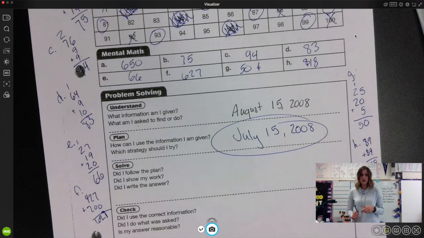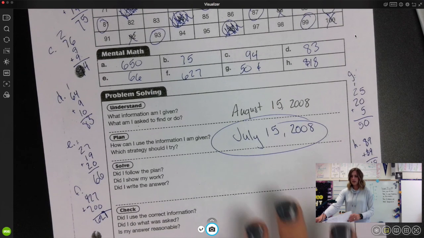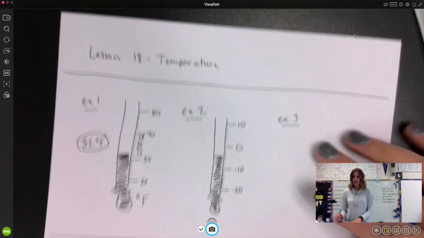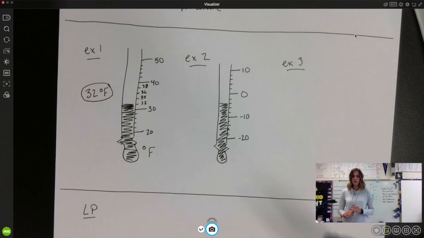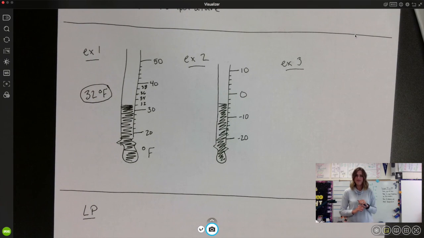Excellent. Go ahead and flip it over. Today we're learning all about temperature. I'll get up to my board and we'll go through example 1 and 2 at my board.